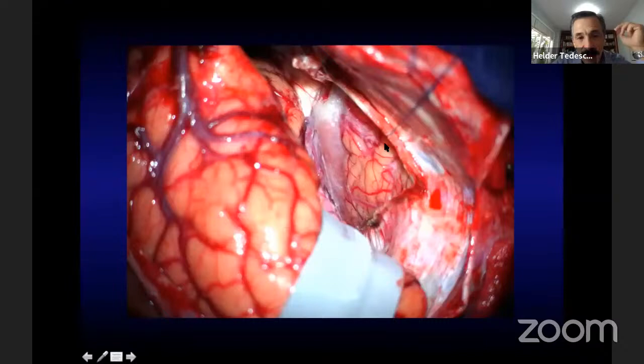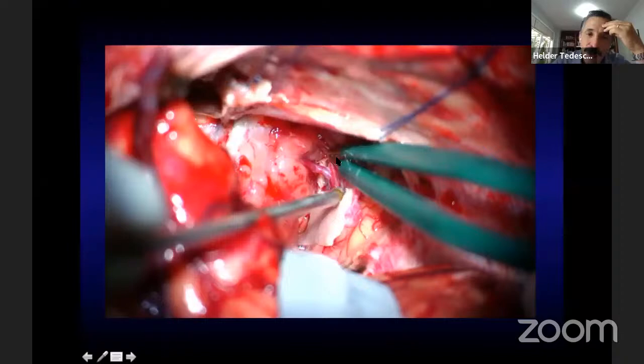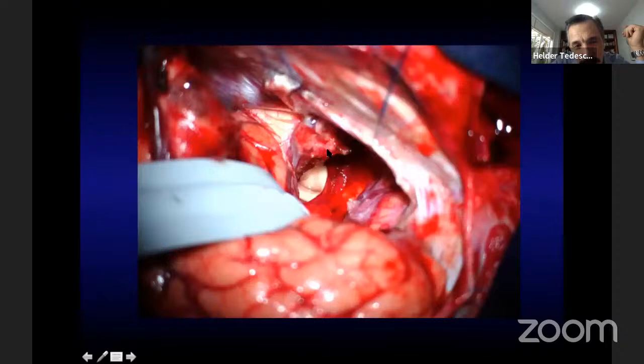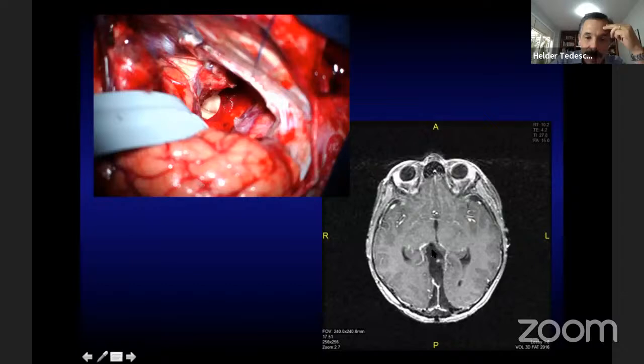So germinoma, sometimes they are tough tumors. You have to use a lot of ultrasonic aspirators, but you can work on both sides and find the medial posterior choroidal arteries and coagulate them. So you have a less bloody field. And this is after the tumor has been removed. There's a little remnant here that was too much attached to the basal ganglia, so I left it behind. And this is the post-op.